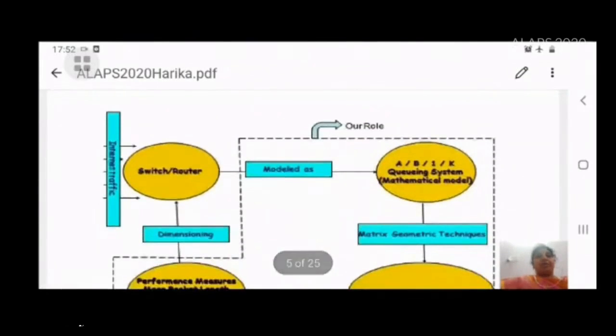Research philosophy. The switch or router is modeled as a queuing system, and we can find the steady-state probability vector by using matrix geometric techniques. After finding the steady-state probability vector, we can find the performance measures, and based on the performance measures, we will conclude the quality of services. And after finding the quality of services, one can dimension the switch or router.